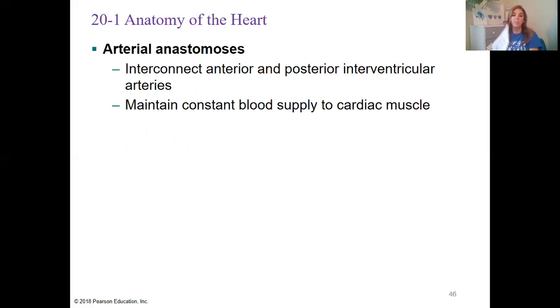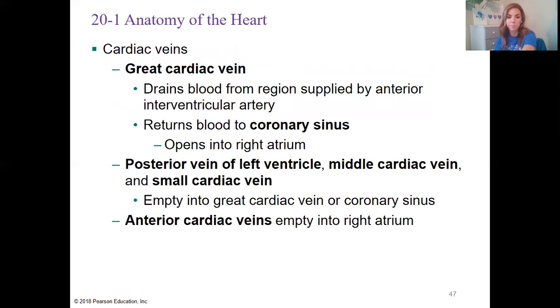If we have an arterial anastomosis, this is basically going to be a structure that will interconnect the anterior and posterior interventricular arteries. This is to help maintain a very constant blood supply to that myocardium. So if you think about a lack of blood supply going to the myocardium, how damaging that could be to the heart, what we don't want is we don't want any interference. So the anastomosis will help ensure that we have this constant blood supply to that cardiac muscle.